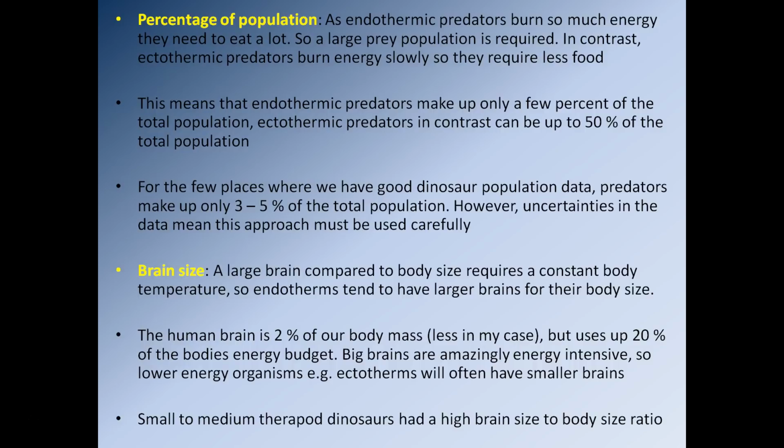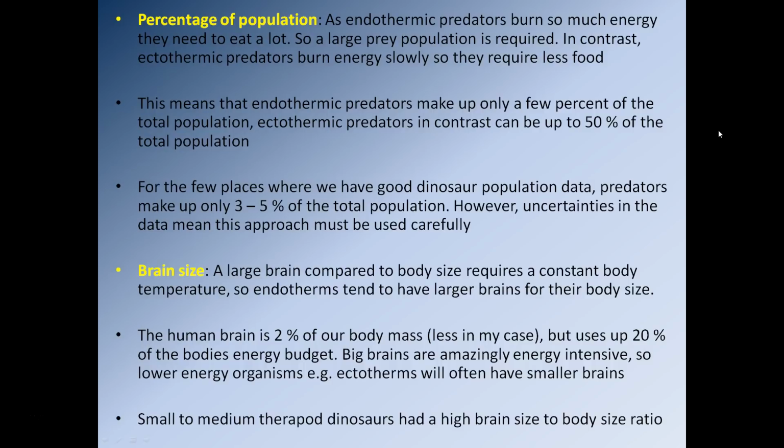In contrast, groups of predators like lions require huge areas of land and large quantities of prey in order to be able to feed themselves and survive. So this means that endothermic, warm-blooded predators make up only a few percent of the total population of animals in a given area. In contrast, ectothermic or cold-blooded predators make up to 50% of the total population in an area because they simply require less food, so there can be more of them.